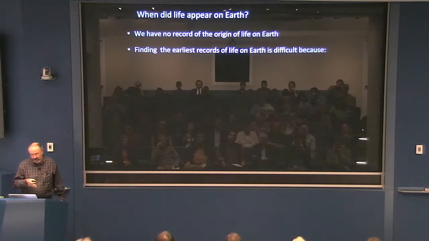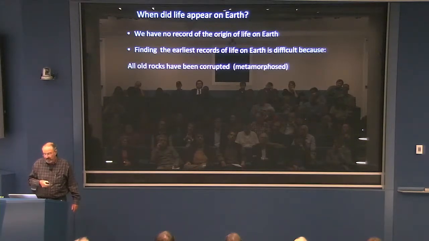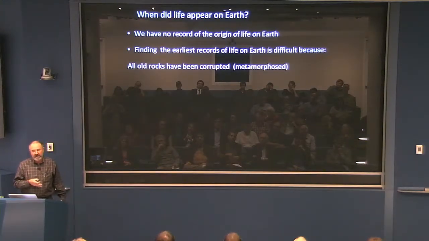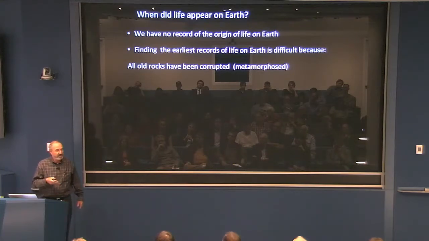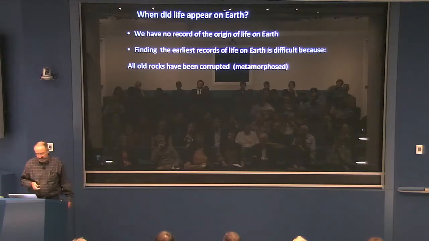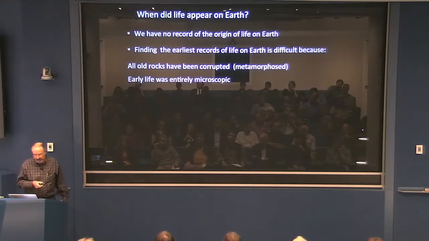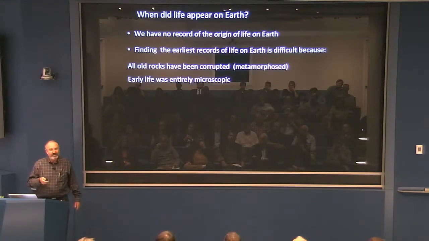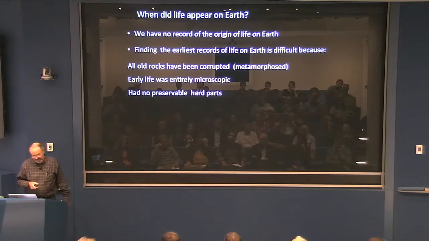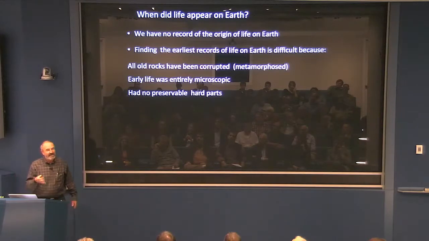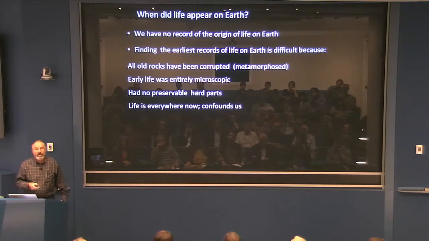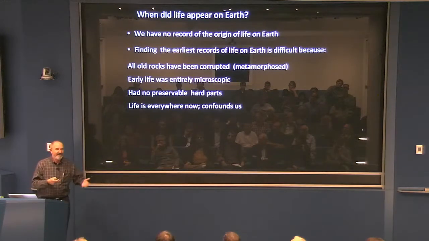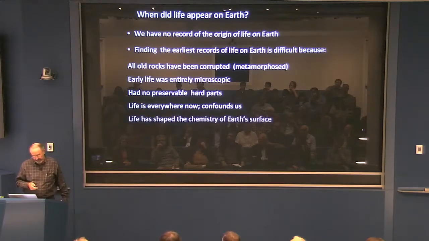Finding the earliest records of life is very difficult because all the old rocks that we have on Earth are corrupted by the effects of temperature and time, radiation, etc. They've all been metamorphosed. Early life was entirely microscopic. It had no preservable hard parts, hence the rarity of fossils. Life is everywhere now, and modern life confounds the search for early life.